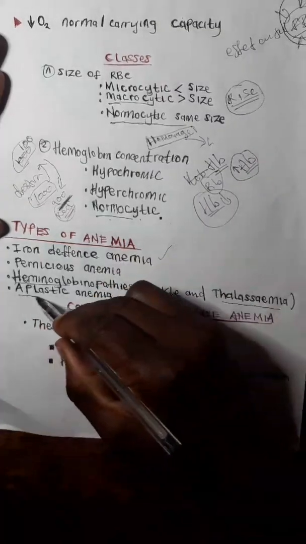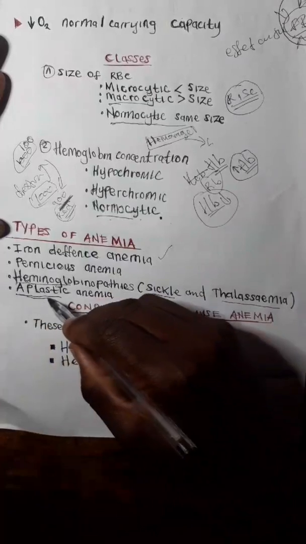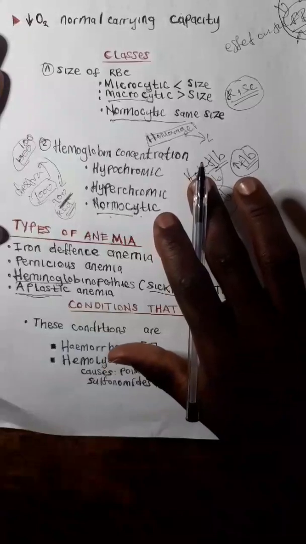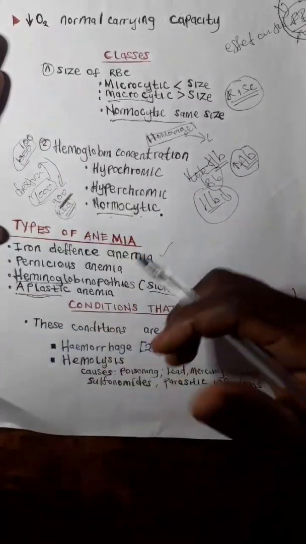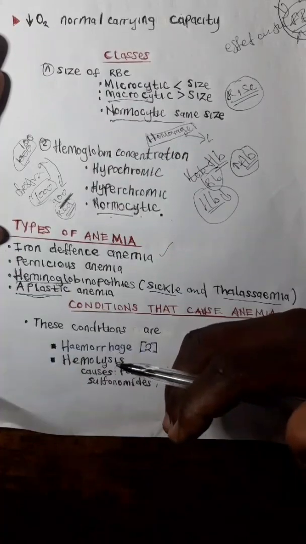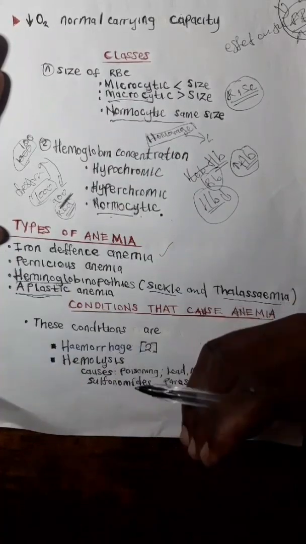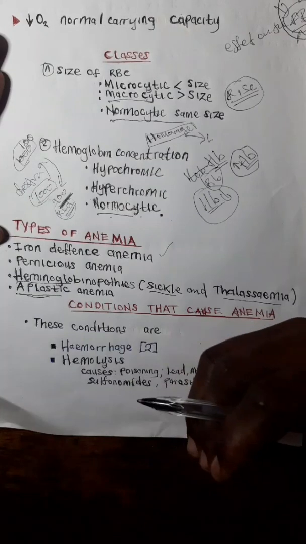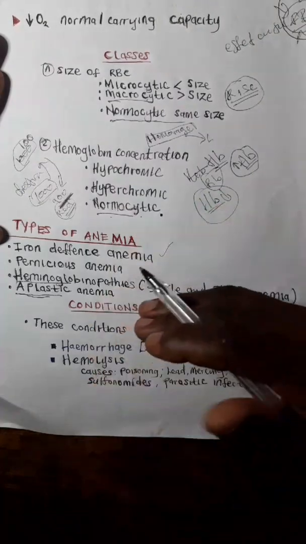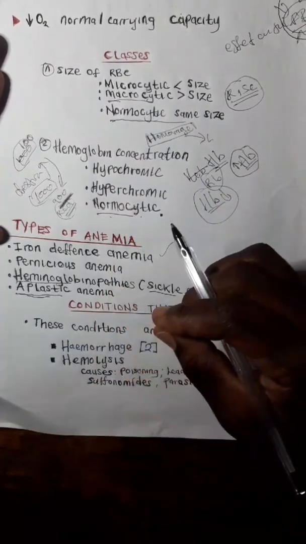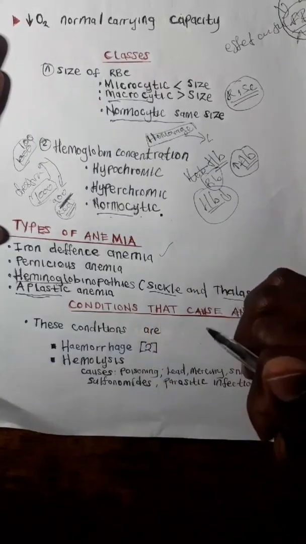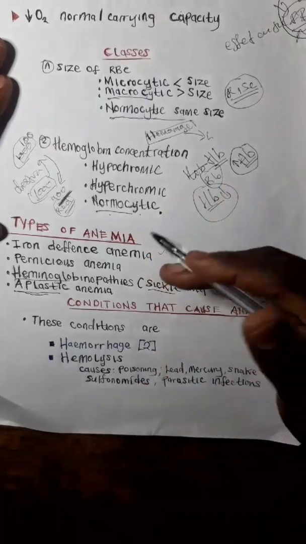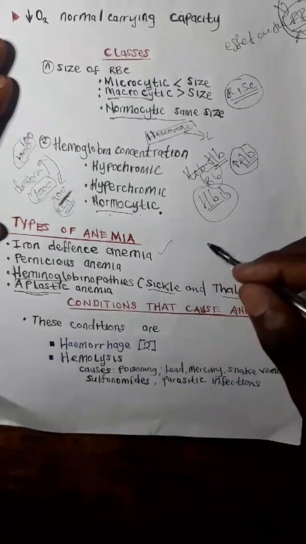We have also aplastic anemia. Aplastic anemia is a problem with the bone marrow function. We know that the blood cells, the red blood cells, come from the bone marrow. So when the bone marrow has a defect, when there is a disorder in the bone marrow, it means that the bone marrow cannot synthesize the red blood cells. So now, these types of anemia, we will focus on them in detail in the next video.